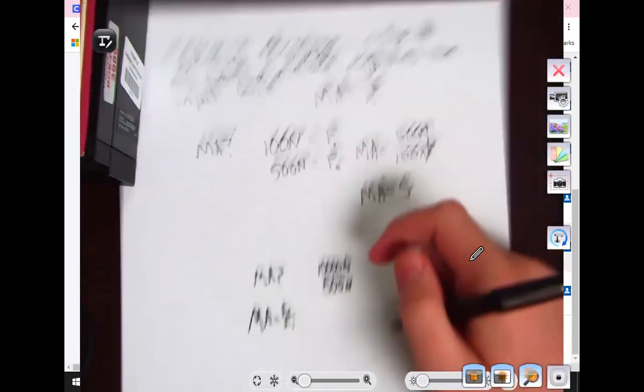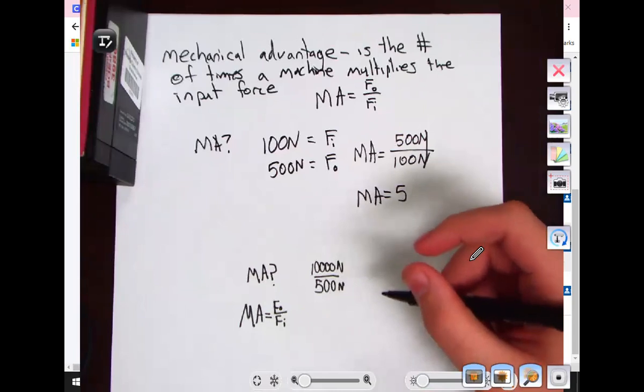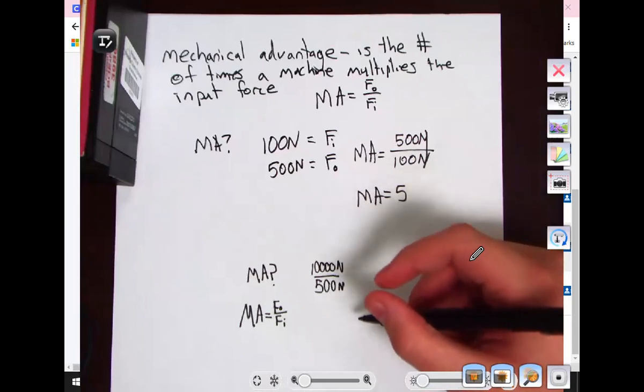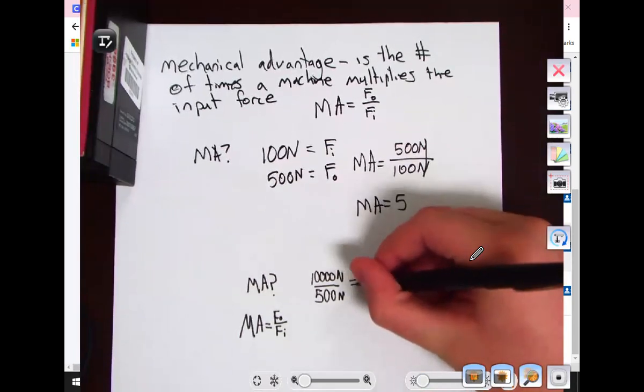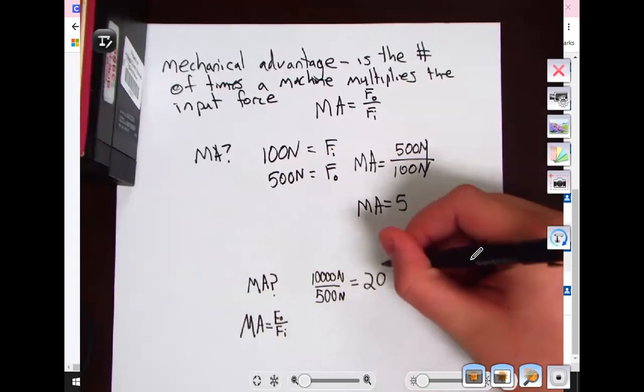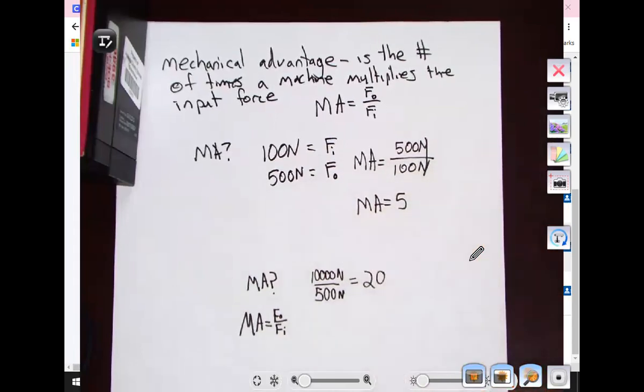All right, and so this machine multiplies your force how many times? 20 times. So, there you go. That's what mechanical advantage is. It just tells you how many times it multiplies your input force.